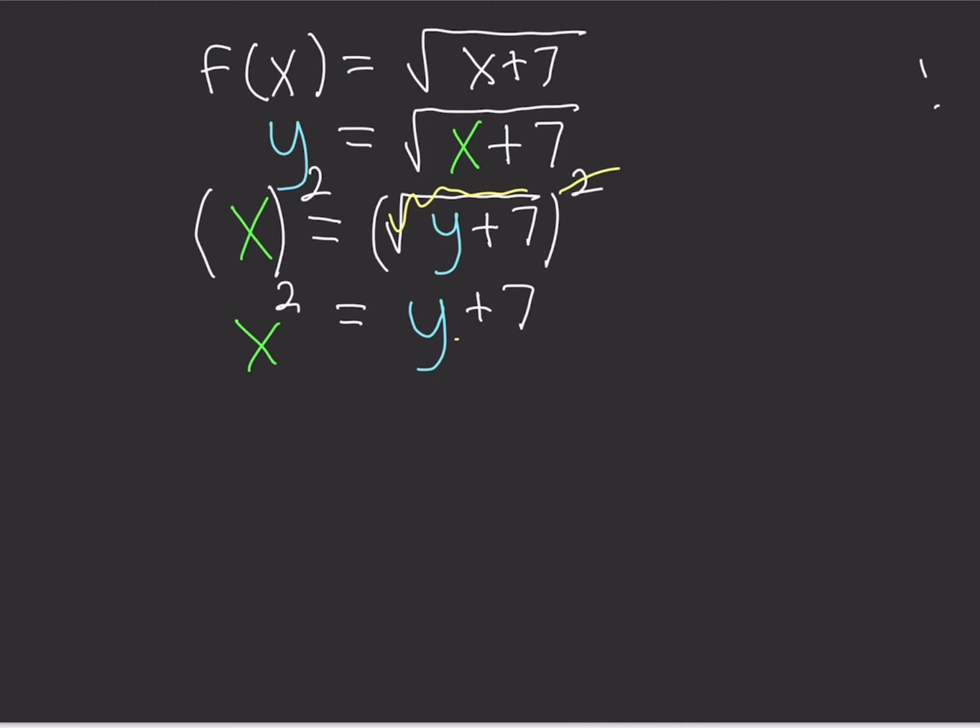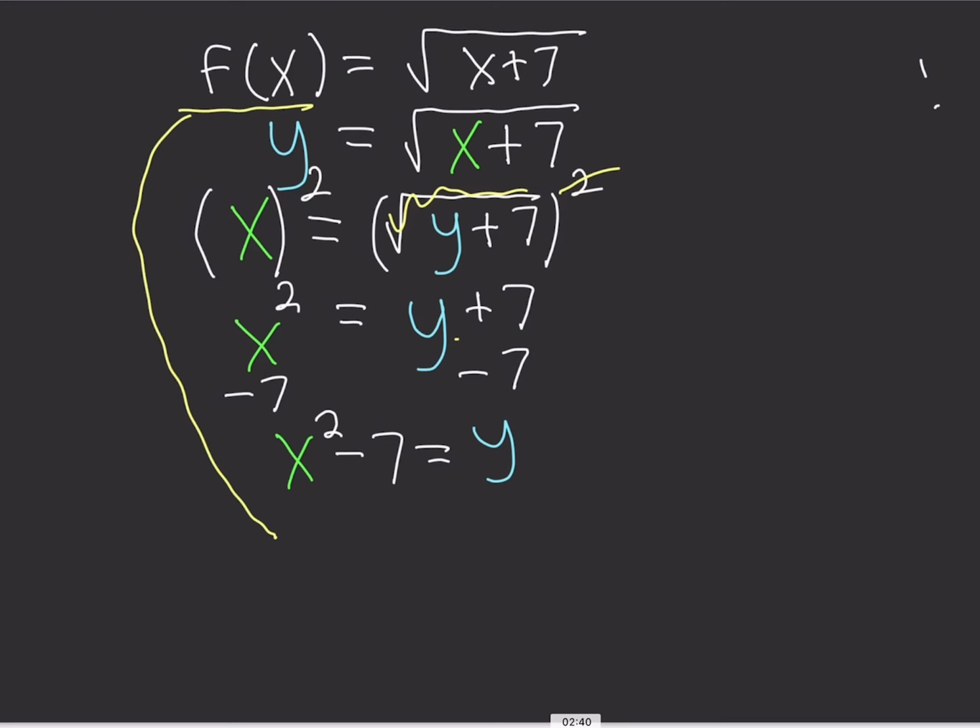Now it's time to solve for y, so I'll just subtract 7 from both sides of the equation. x squared minus 7 is equal to y. That's the inverse. Where we had f of x before, now we found the inverse to that function.